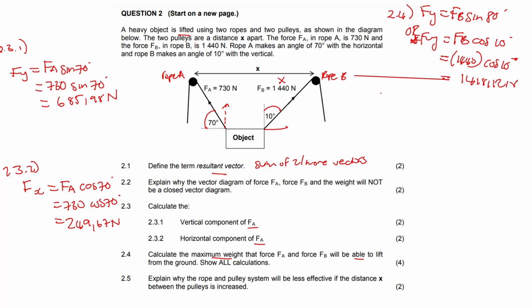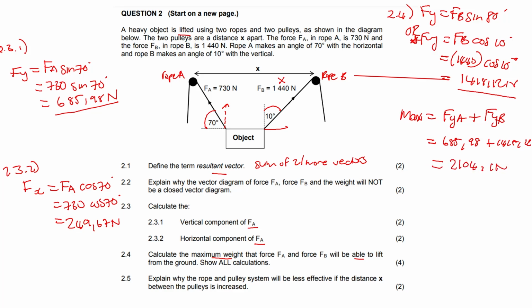All right, what do they want? They want the maximum weight that force A and B will be able to lift. So now we have calculated the vertical component of force B, right? So the maximum would then be the vertical component of force A and the vertical component of force B. We've calculated both. So there is the vertical component of force A and there is the vertical component of force B. We just add them together. I'll just rewrite it. You jot that in your calculator and you get 2,104,1 newtons. Easy peasy. So that's what the force will have to be able to lift the object from the ground.